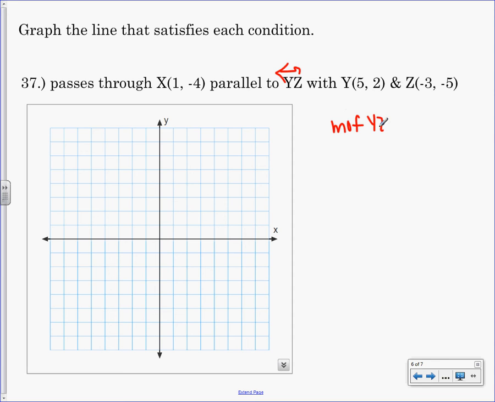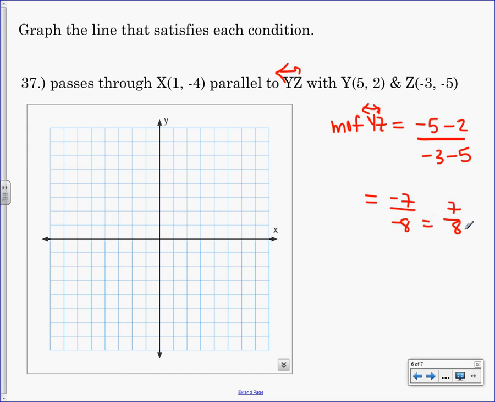Do you see how I'm labeling everything, by the way? Like YZ, and then on the last one I said slope of AB. You have to be careful with that. So it's going to be -5 minus 2 over -3 minus 5, right? What is -5 minus 2? -7. -3 minus 5? -8. Two negatives make a positive.